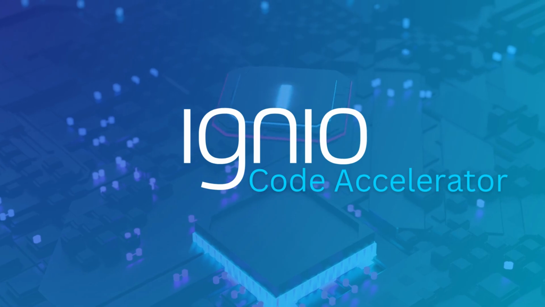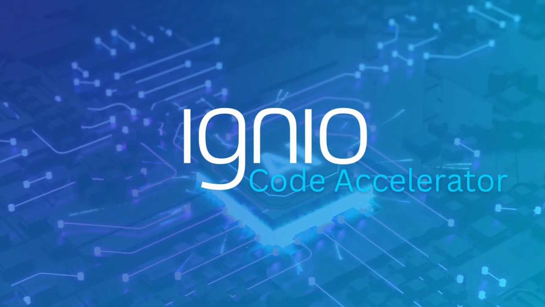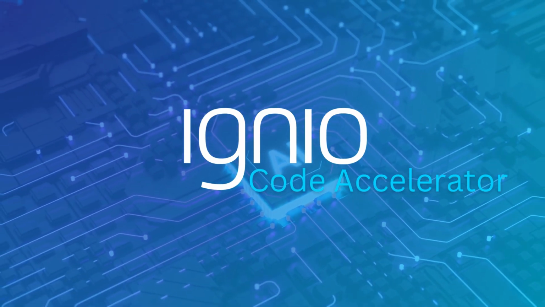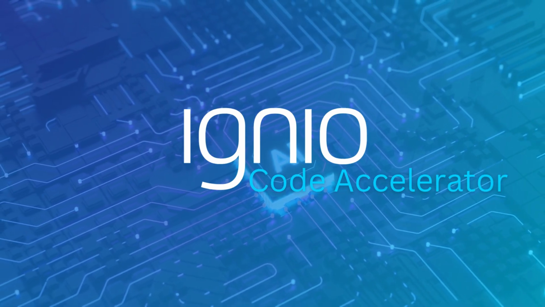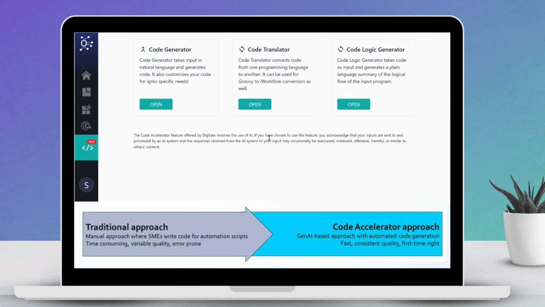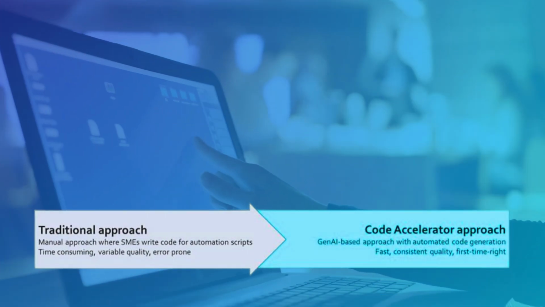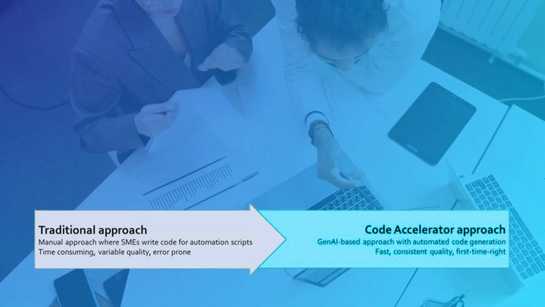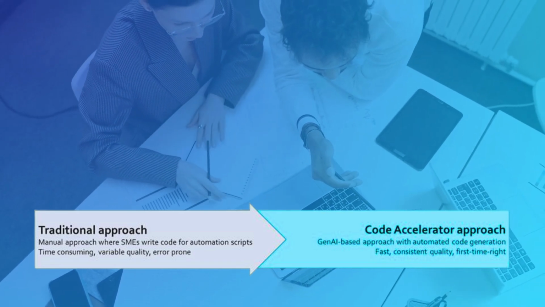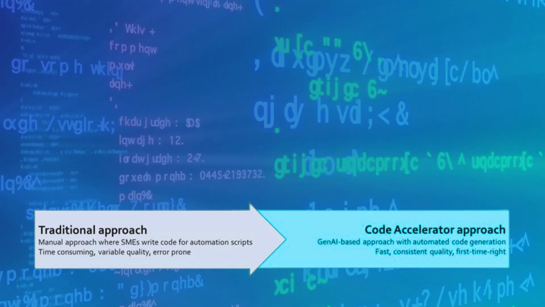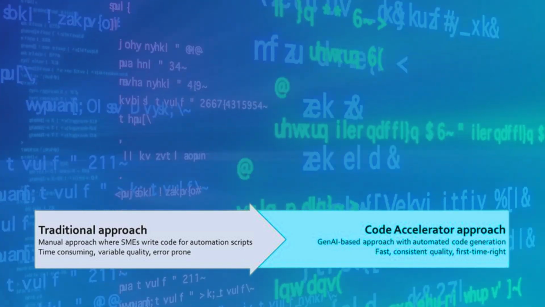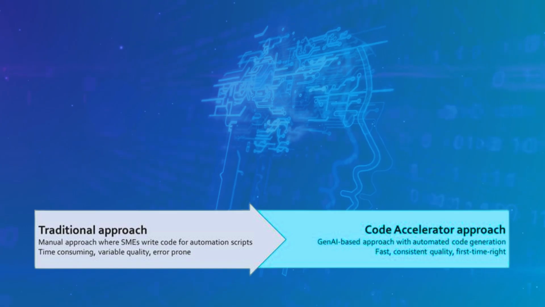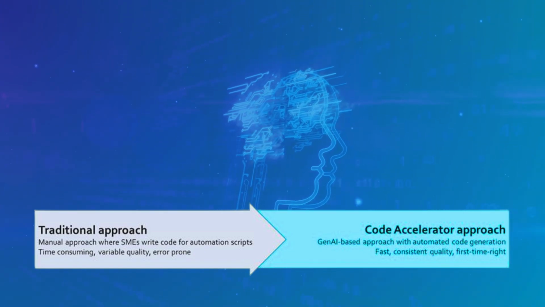With the Flamingo release, we introduced Gen AI-powered Code Accelerator to bring a paradigm shift in our knowledge creation process. The traditional approach of knowledge creation is heavily manual, where SMEs write code for various automation tasks. This is time-consuming. The quality of the code varies from person to person, and this code is often prone to errors. We bring a paradigm shift in this space by using Gen AI to automatically create code.